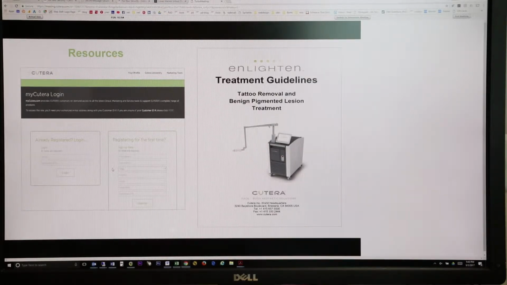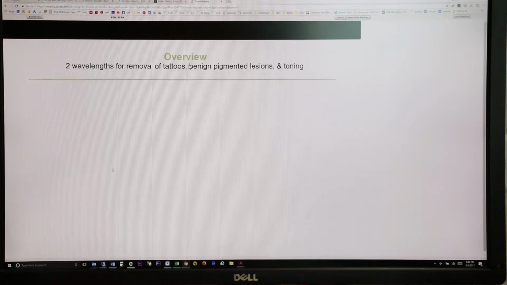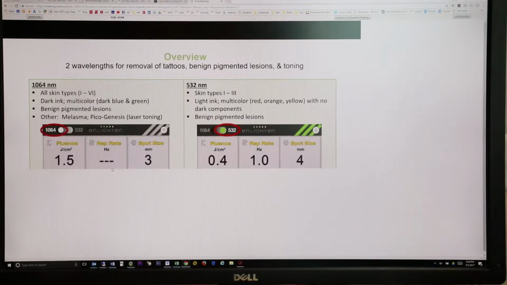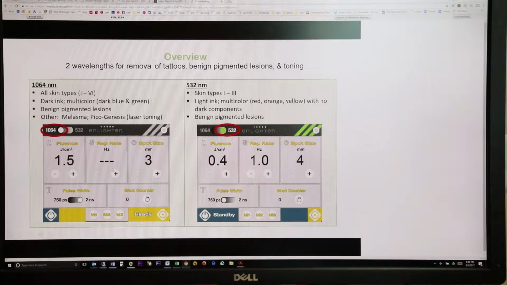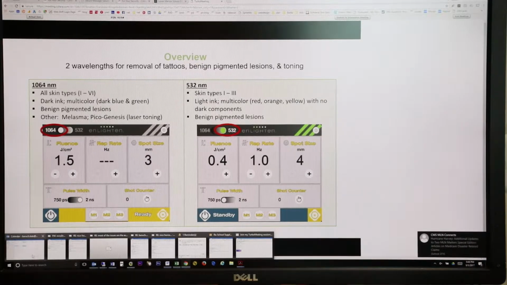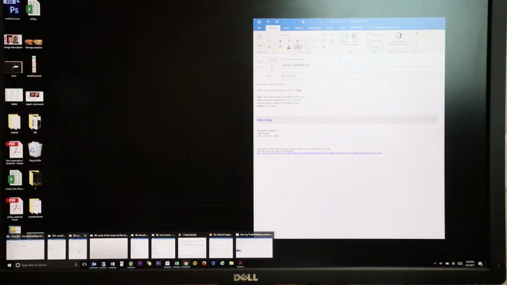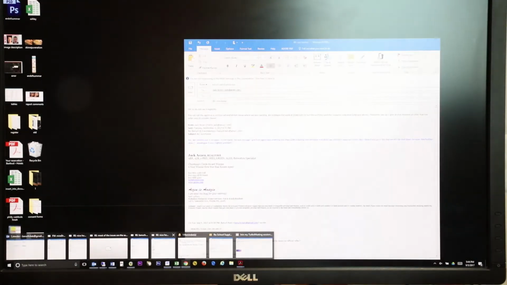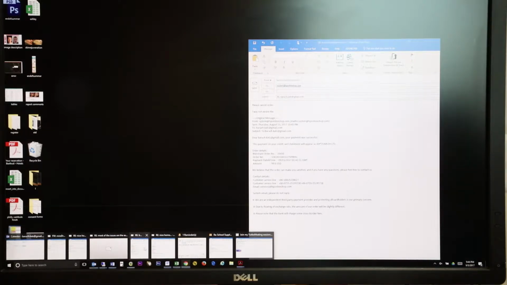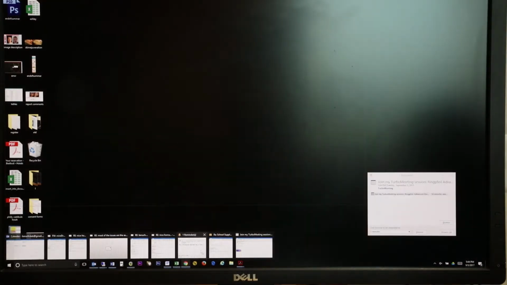Now, just a quick overview. You have the 1064 and the 532 nanometer wavelength as opposed to your 755 and your 532. The difference is that the 1064 you can use on all skin types. The 532 and the 755 have really good absorption with melanin, so those wavelengths have to be used very sparingly in your darker skin patients. Do you have a diverse population of patients, or do you normally just see skin type 1 through 3? No, very diverse. We have many people who come for tattoo removal who are dark, black.